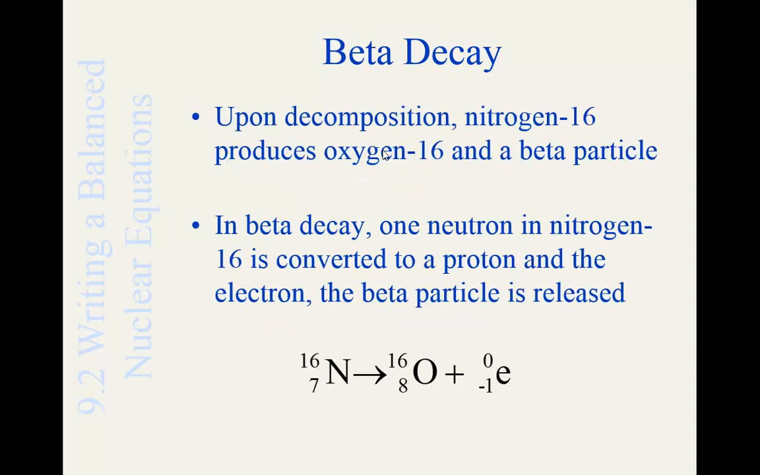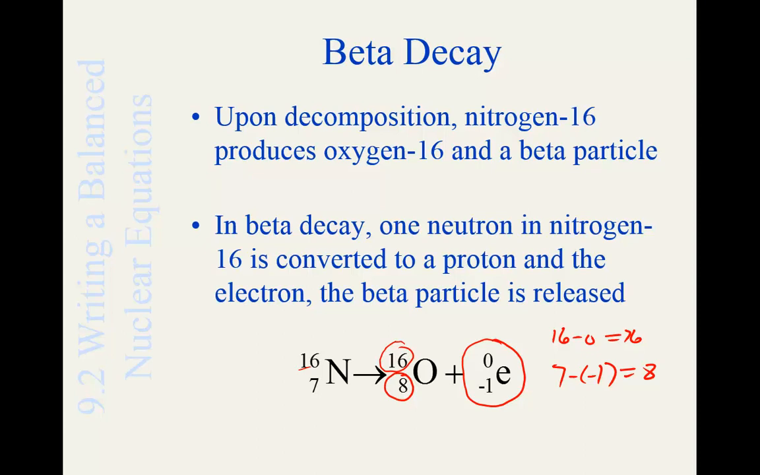So beta, here we have nitrogen 16, and we're going to lose a beta particle. All right, so 16 minus 0 is still 16. 7 minus a negative 1. Remember, minus a negative is a positive, so 7 minus a negative 1 would make 8 here. So that's how we figure out what the mass number and atomic number are. 16 minus 0, still 16. 7 minus a negative 1 gives us 8. 16 over 8. So oxygen 16 is formed.